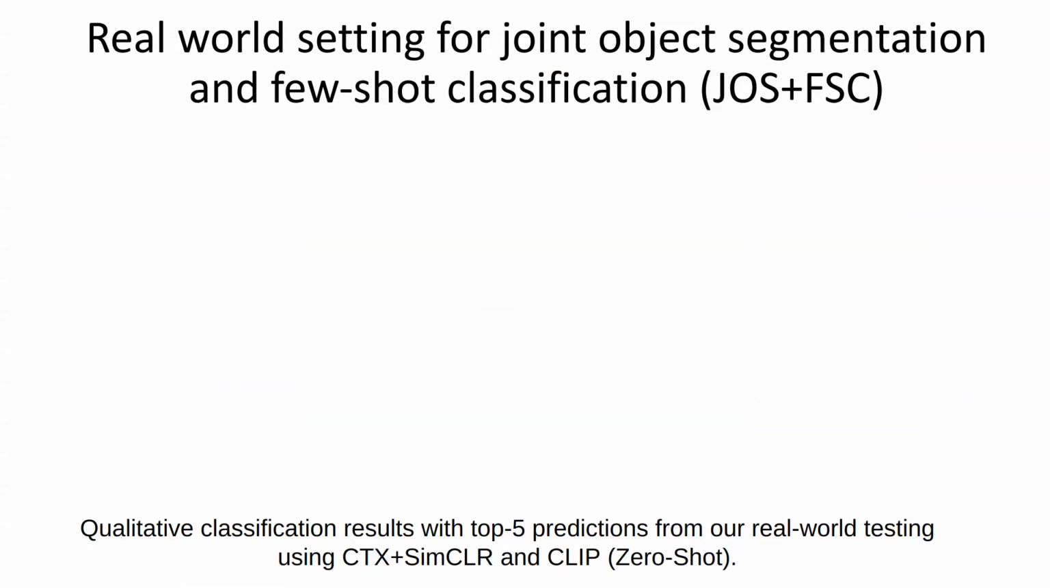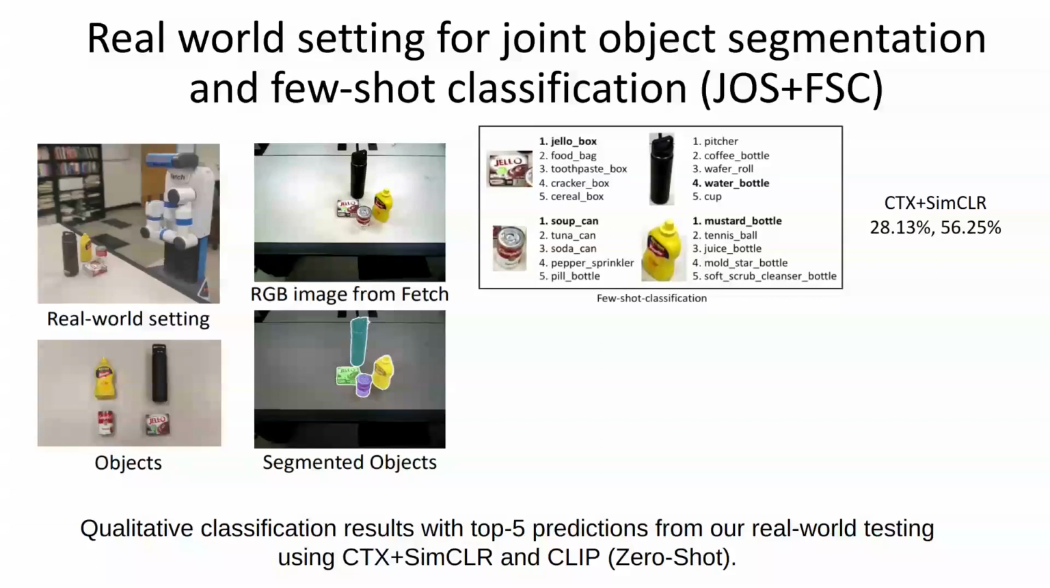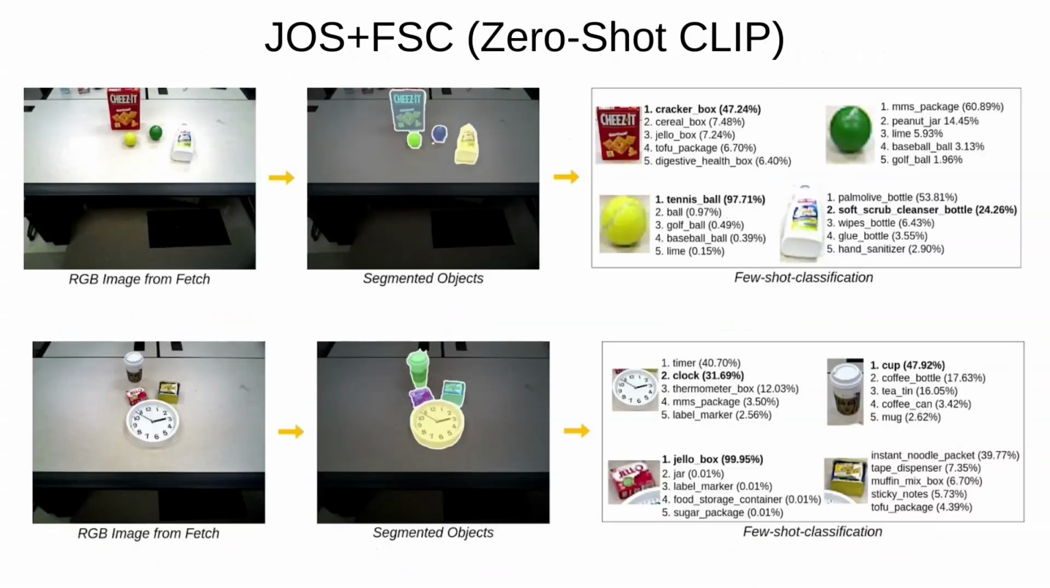The real world setting for joint object segmentation and feature classification comprises of a Fetch robot viewing a tabletop containing various daily objects as mentioned on the previous slide. Image is obtained from the Fetch camera and a custom segmentation method is used to segment out the objects. Once the segmentation masks are obtained, the objects are cropped and then feature classification is performed. We got really good results using pre-trained CLIP and its variants. Here are a few more results for other objects.